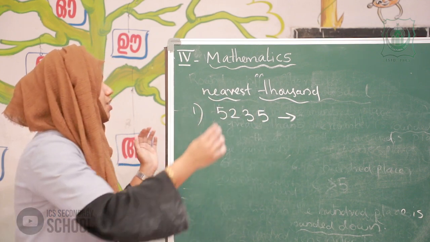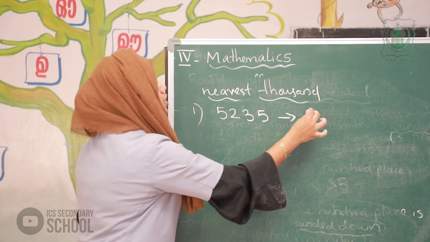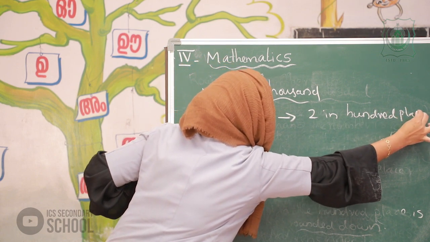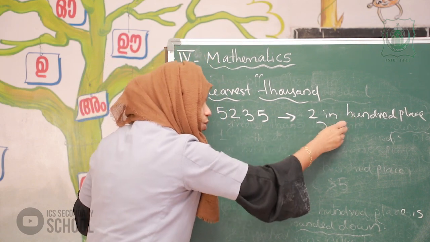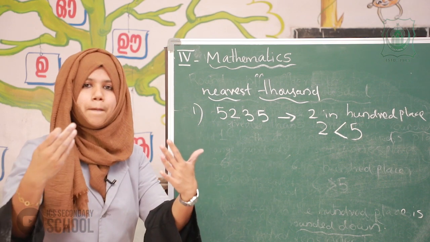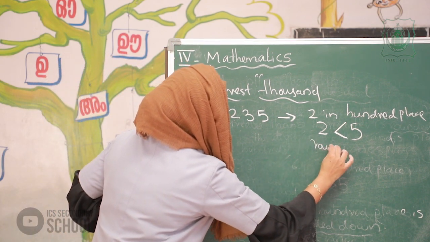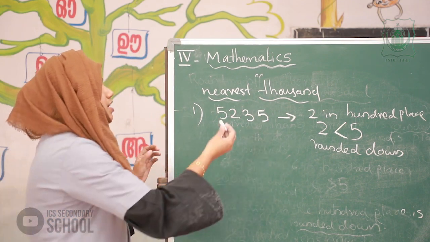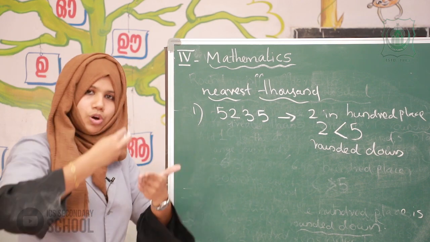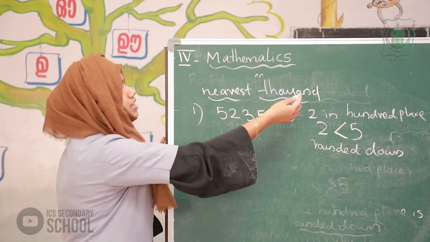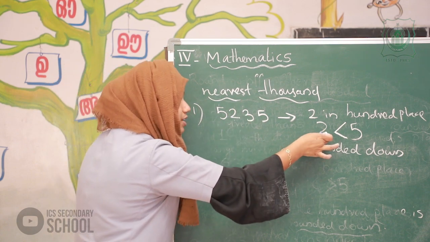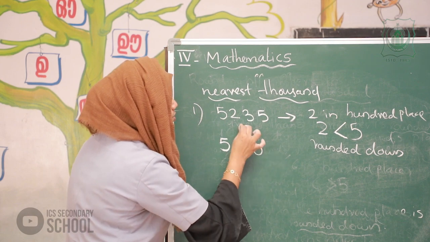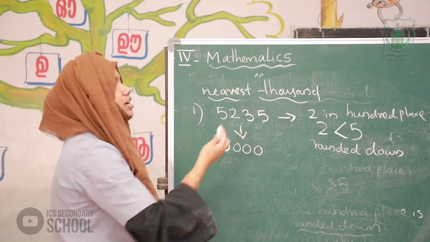Look at which place? The 100 place, 2 in the 100 place. Next step, 2 is smaller than 5. That means it is rounded up or down? It is rounded down. So 2 steps are completed. We are looking at the 100 place, that is 2. 2 is smaller than 5, so it is rounded down. Next, find the nearest thousand. There is no change in the thousand place, and the other numbers change to 0. This is the nearest thousand of 5235.